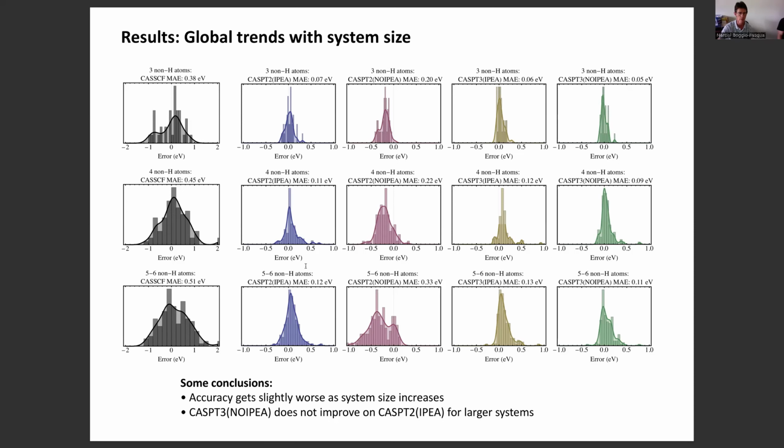So things tend to deteriorate, which is also visible at the CASSCF level, of course. And the other thing that we can notice is that CASPT3 for the larger systems is barely better than CASPT2. We have almost the same average error.